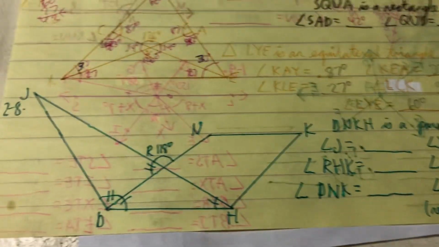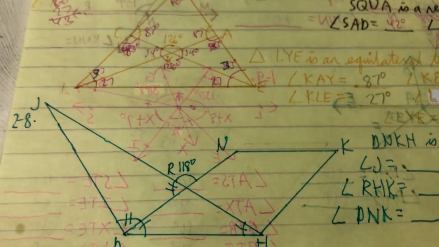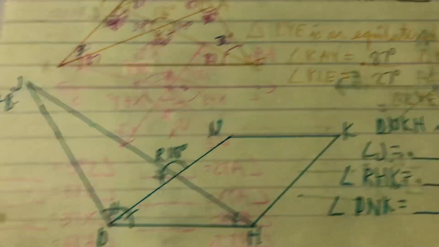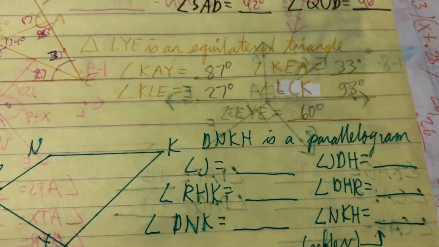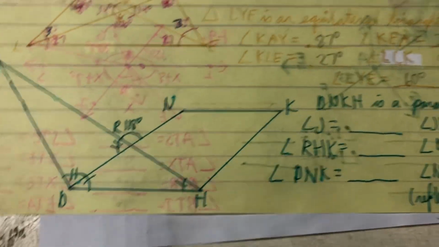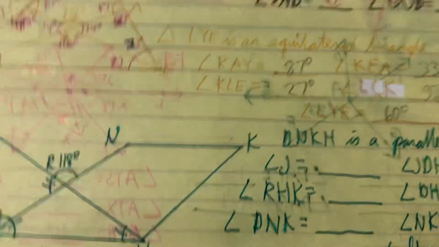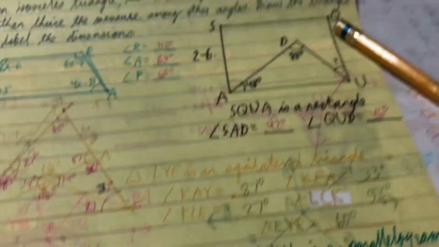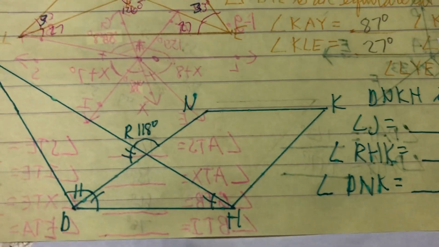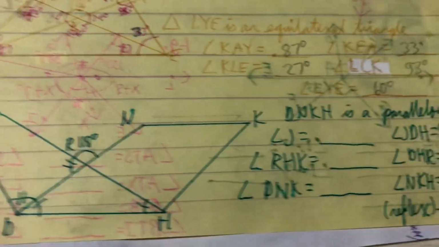Next, let's go now to 2-8. For 2-8, this problem may be a bit hard, but what is important is that we can still solve it. Here is what happened. It says here that we have DNKH, and DNKH is a parallelogram. And when we say parallelogram, opposite angles are equal. Right? Here's how we do it.